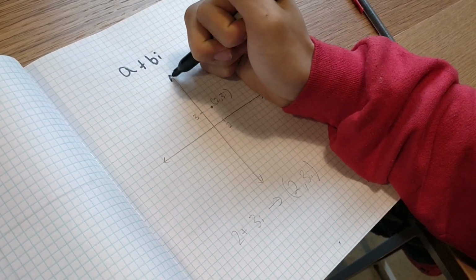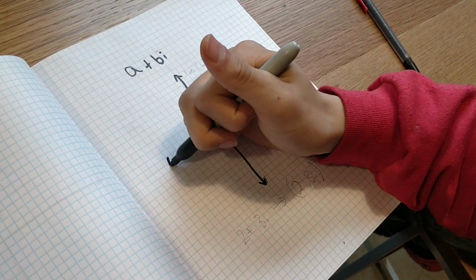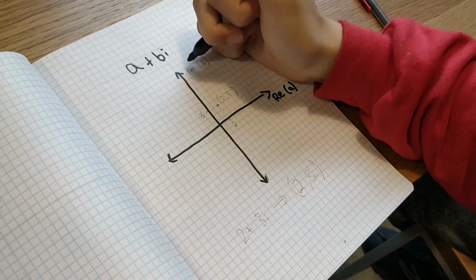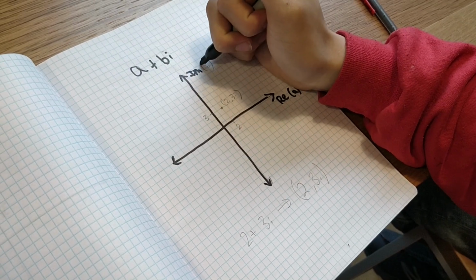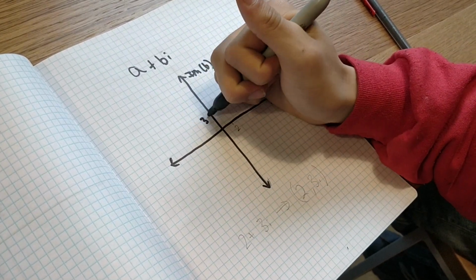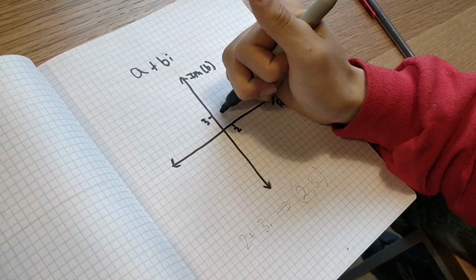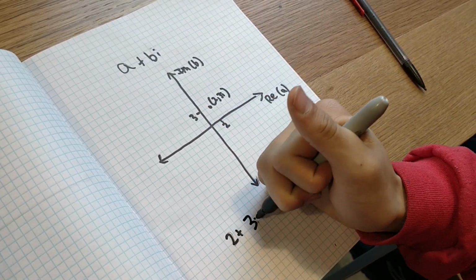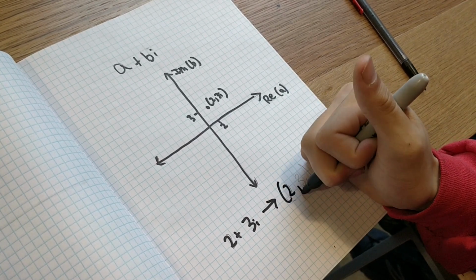The Argand plane is a way to represent complex numbers. Instead of using a plus bi, it uses a graph very similar to that of the Cartesian plane. The x-axis is replaced with the real axis, and the y-axis is replaced with the imaginary axis. For example, the number 2 plus 3i. We graph it in parentheses 2, 3i.